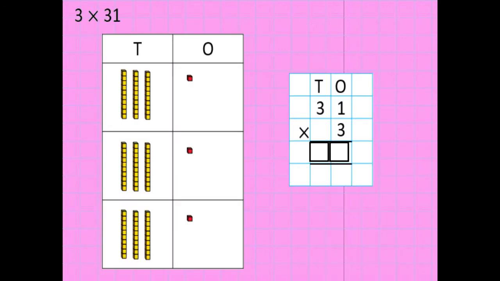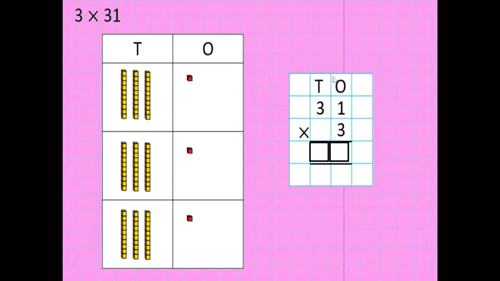Okay, so this time, 3 times 31, I would like you to pause the video and have a go at solving this using column multiplication. You can use the representation on the left to help you, but I'd rather you didn't just count them. I want you to try and work it out. So pause and then come back for the answer.